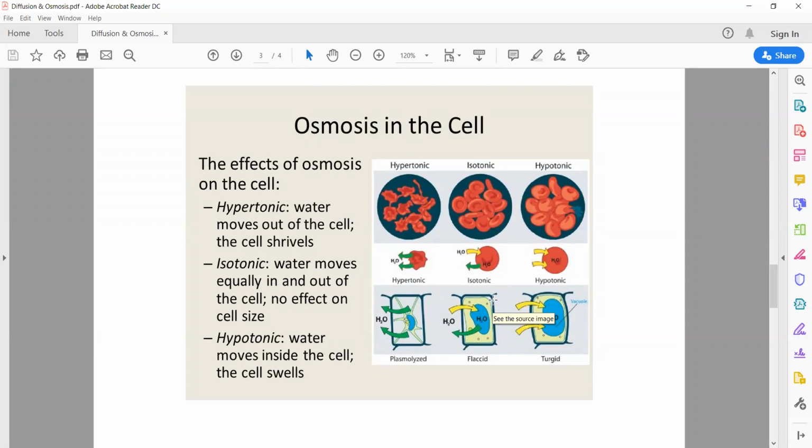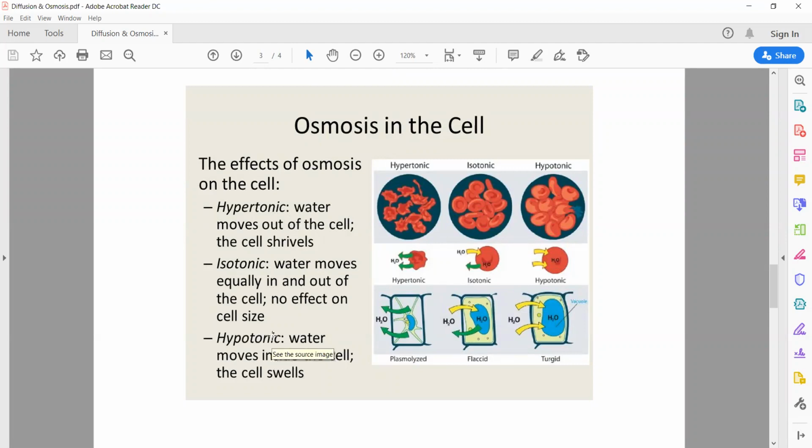So you have to make sure that your solution is isotonic, meaning that you're not dehydrating your cells, or taking water out, but you're also not over expanding yourself by letting too much water go into the cell. So it has to be that iso. Iso means equal. Okay, so now let's talk about hypertonic and hypotonic.